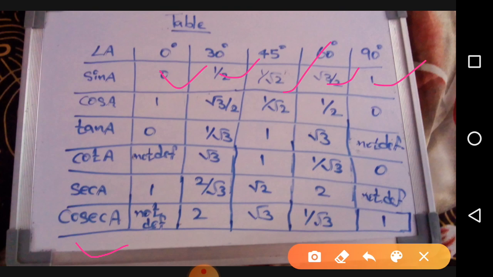So 1 by 0 is not defined, 1 by 1 by 2 is 2, 1 by 1 by root 2 is, sorry, something went wrong here. It is actually root 2, by mistake it is written something else. And here it is 2 by root 3. And 1 is okay. So just sorry for this correction. Here it is root 2. Do correct this one, extremely sorry for this. And here it is 2 by root 3.